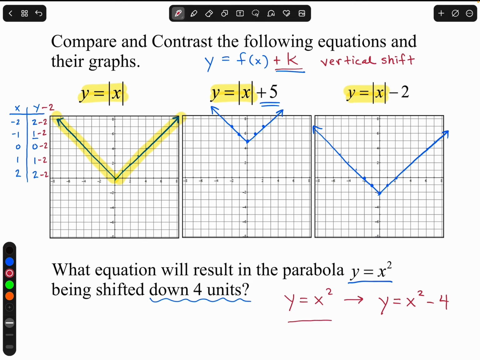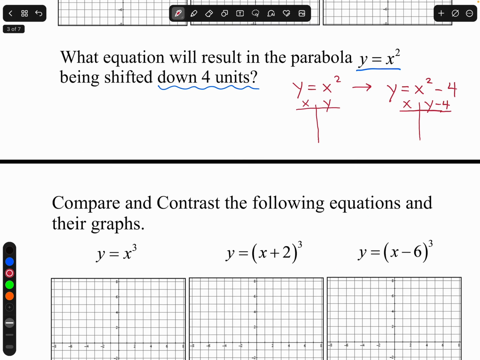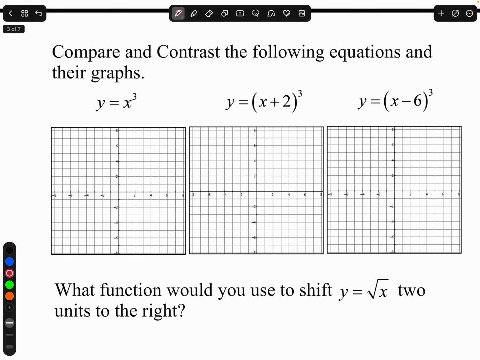If we were building our tables, and we don't have to put any values in here, we would have started out with our parent table, and then our transformation table would have had the same x's, because we're just shifting up and down, and then all of our y values would have decreased by 4. Let's move on and try another one.